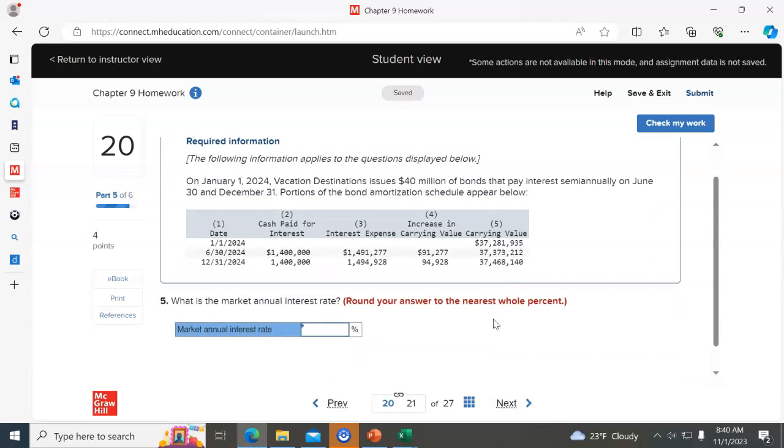Guys, now it asks, what is the market annual interest rate? How would we figure this out? Isn't the market rate, guys, wouldn't it be the carrying value of $37,281,935 times the market rate gives us the $1,491,277? Right? So couldn't we take $1,491,277 divided by the carrying value to find out our period interest rate? Right? The period market rate, and then we'd have to compute it to an annual rate. What would that be, guys? Am I making sense?